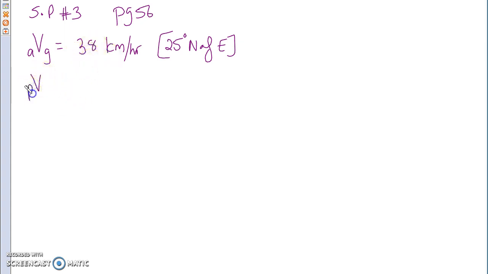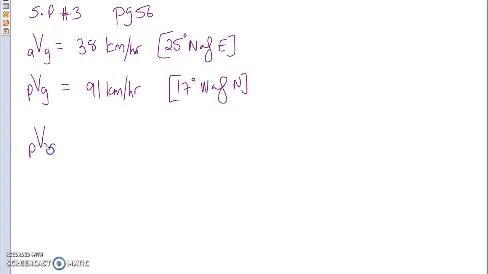So this should be the ground speed of the plane, which is 91 kilometers per hour. And the direction here is 17 degrees west of north. And it says for the plane to arrive on time, what is the necessary velocity relative to the air? So we're looking for VPA. So the way we would write it down is as follows. We say VPG, which equals VPA plus VAG.